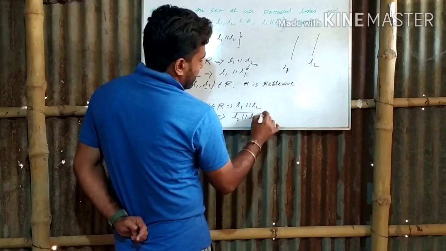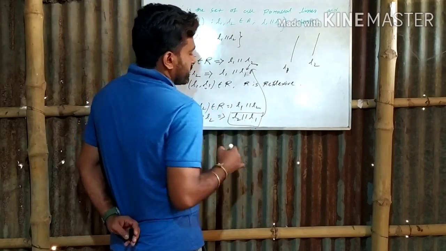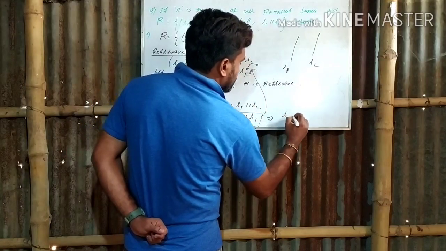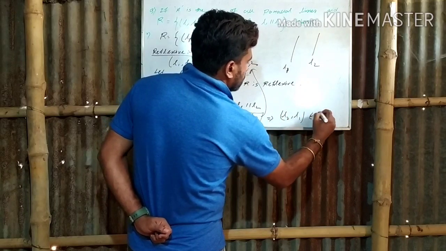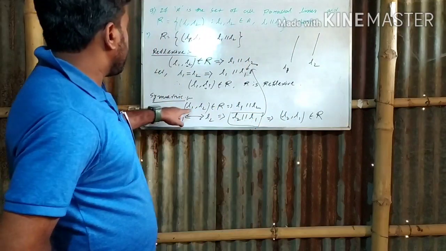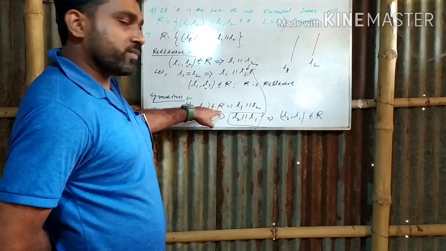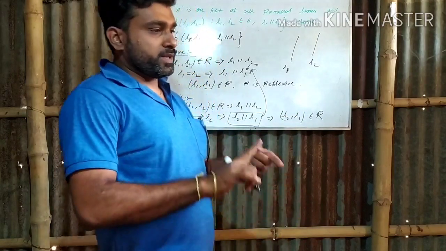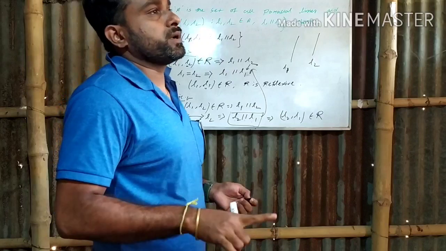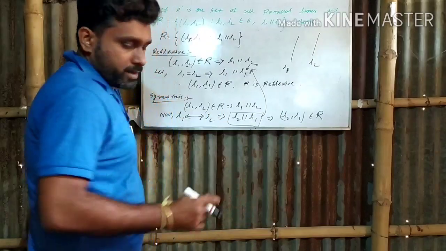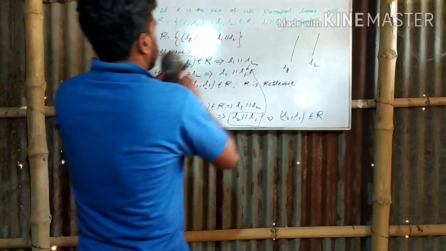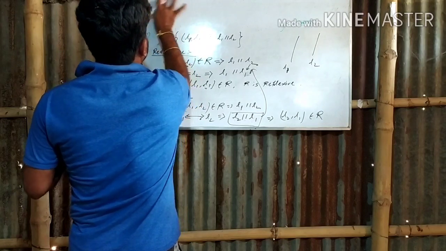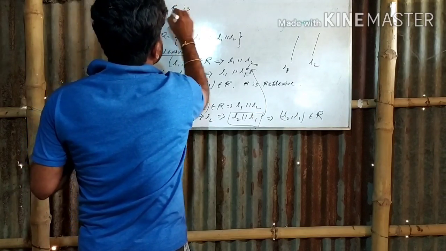So if this can be written, that means the given condition is satisfied. This condition will not be changed. So this implies (L2, L1) belongs to the relation set. According to the question, (L1, L2) belongs to R. Similarly, (L2, L1) also belongs to the relation set. So both ordered pairs belong to the relation set, which means this relation is symmetric. So R is symmetric.